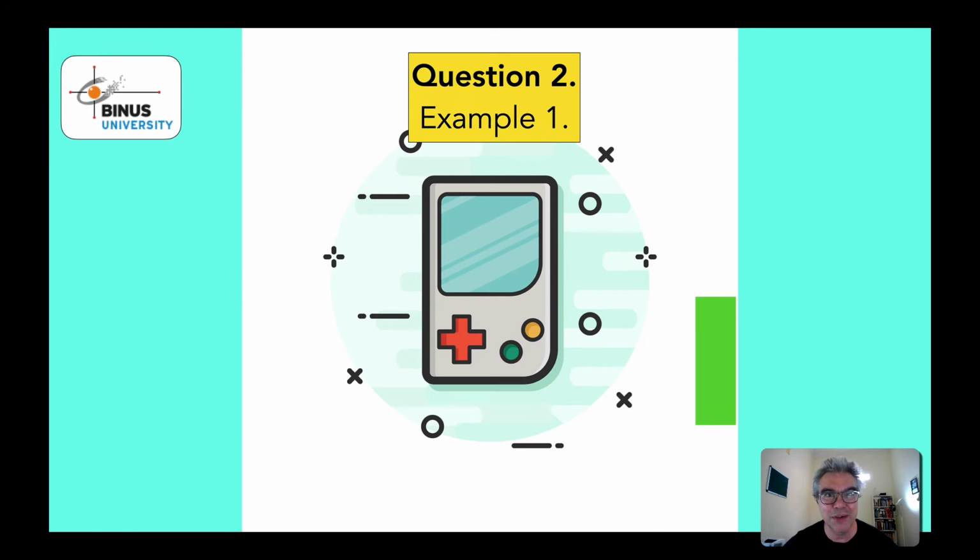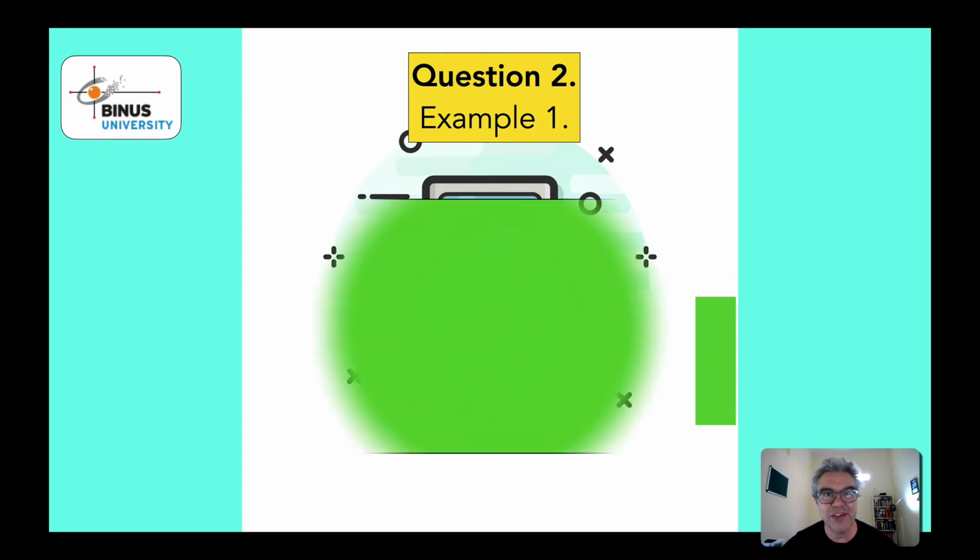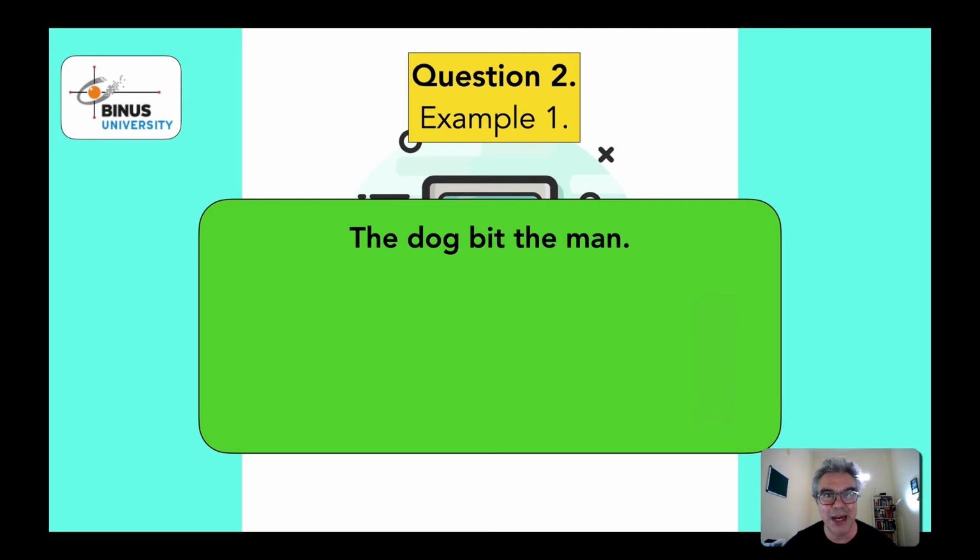Question number 2 with example number 1. So here we are actually going to do an example question for yes, no, not given. Here is the statement you need to think about. The dog bit the man. Now, read the questions and decide, is each one true, false, or not given?